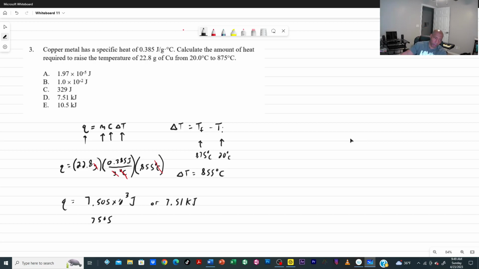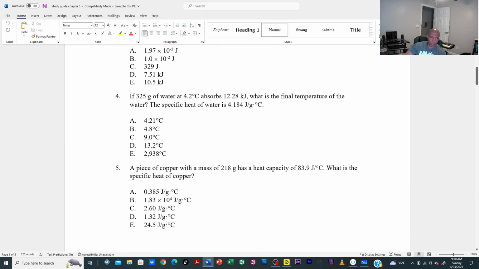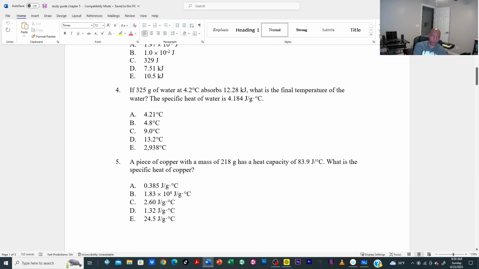Let's see. That's to the left 3 places. So this would be 7,505 joules. So you move the decimal point to the left 3 places. That would be 7.505. Since it's only good to 3 significant digits, your answer, of course, would be 7.51 kilojoules. All right. So let's go back and take a look at number 4.